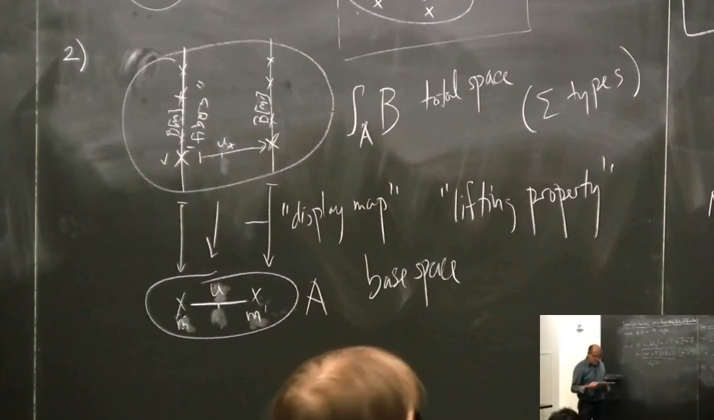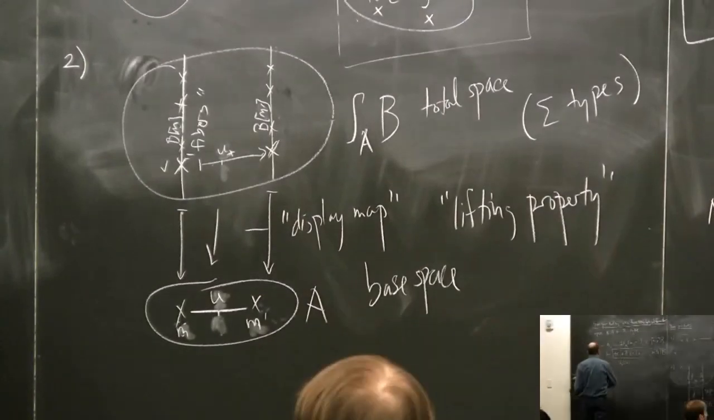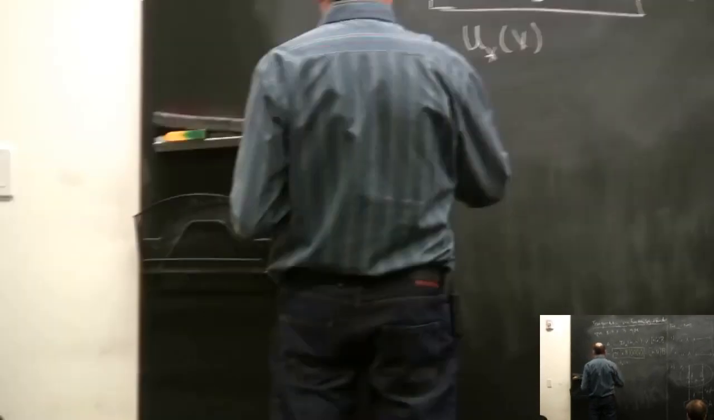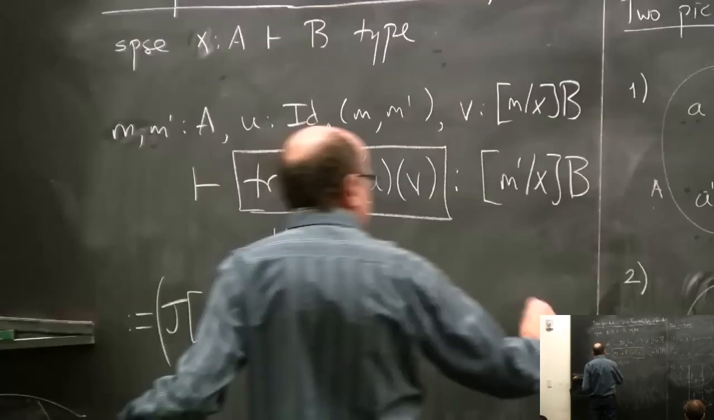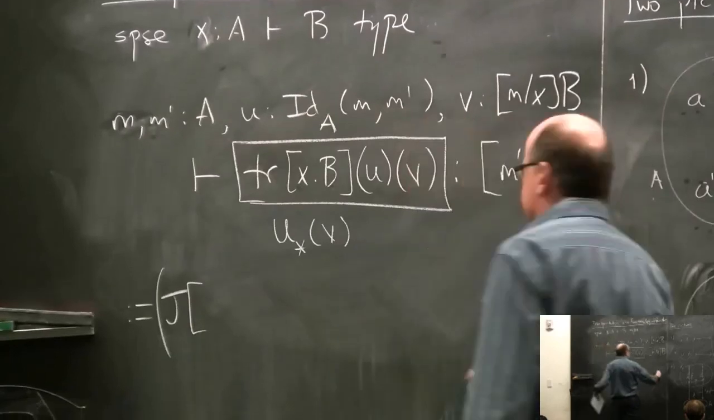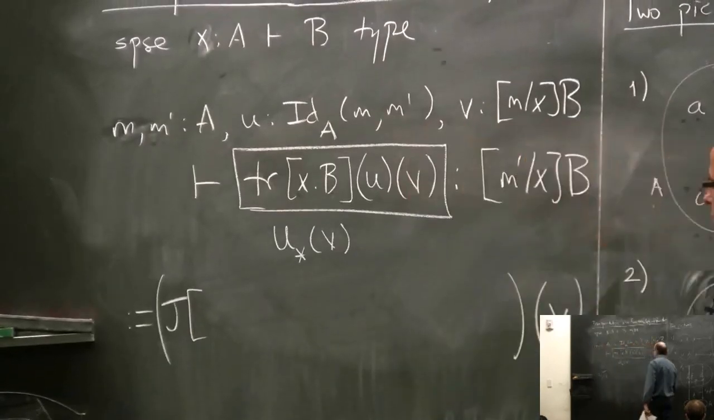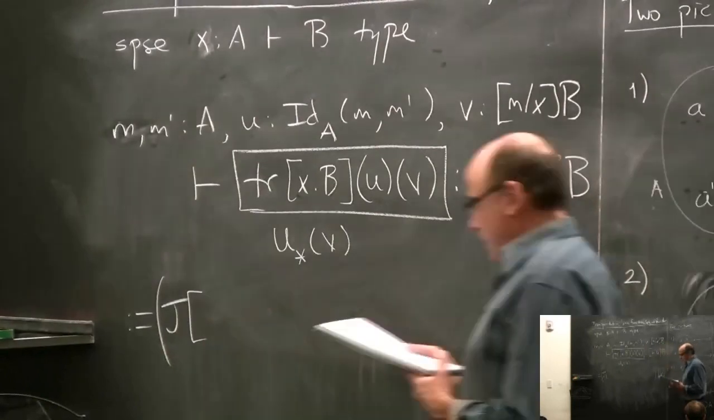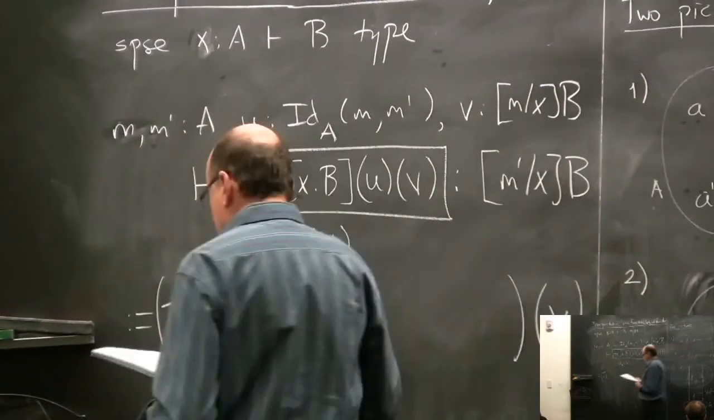Okay, so how do we define this guy? Well, we're going to define it by a transport. So it's defined to be a path induction. What I do is I'm going to take a J, and actually I'm just going to apply this to V. So the whole thing is gratuitously eta expanded. I could have just written it as a function, but that's okay. I did this, all right?